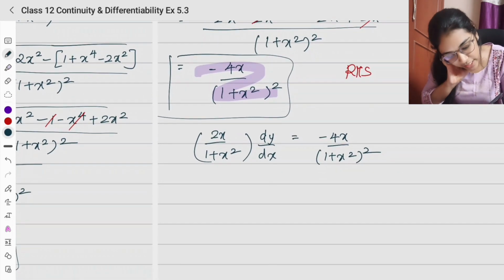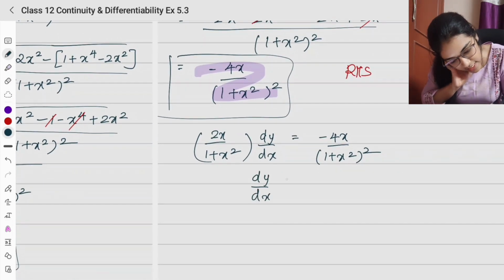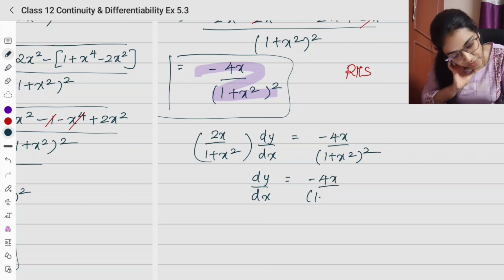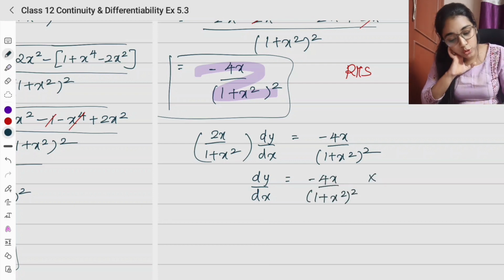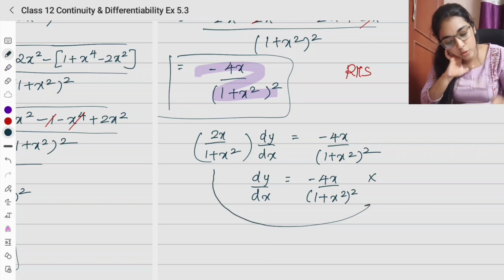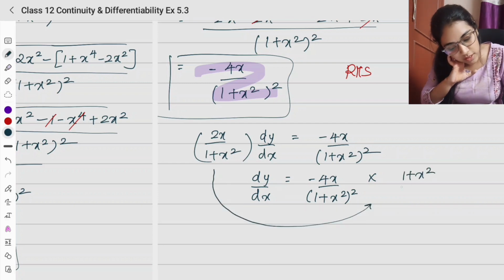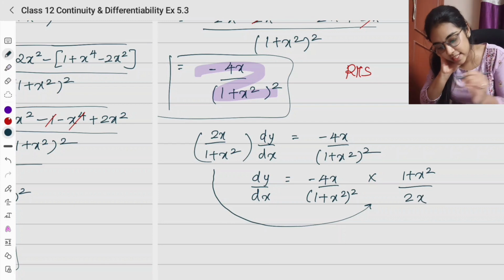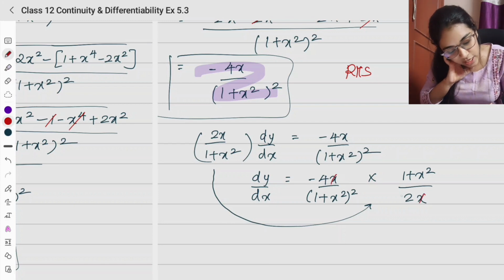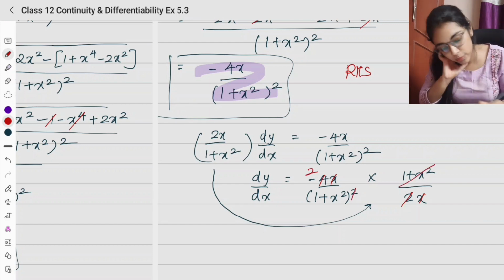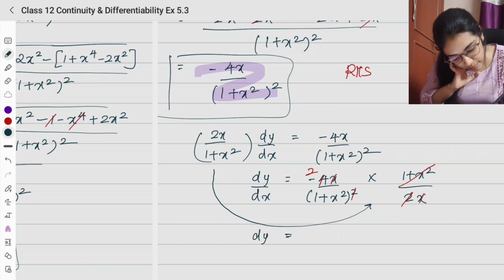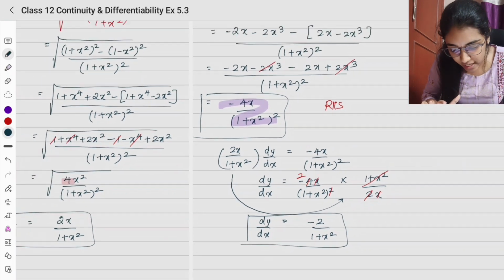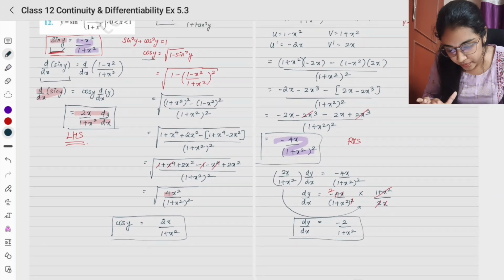So what is my dy by dx? dy divided by dx is equal to minus 4x divided by 1 plus x square the whole square, into, when this comes to this side, it is going to become the reciprocal. So I'll have 1 plus x square the whole divided by 2x. At this point, what all is going to cancel? The x and the x are getting cancelled. 2 and the 4, so this becomes a 2. Here a square term will go, and here this will go. So what am I left with? dy by dx is going to be minus 2 divided by 1 plus x square. So this is my final answer. You have to find the derivative of your LHS and the RHS and then equate both. Okay? Please copy.